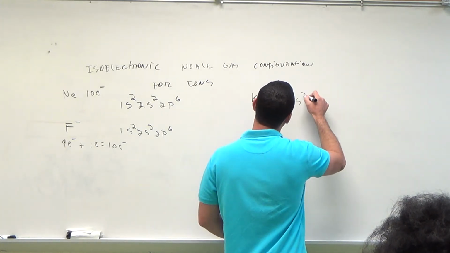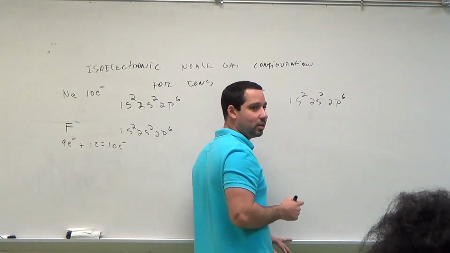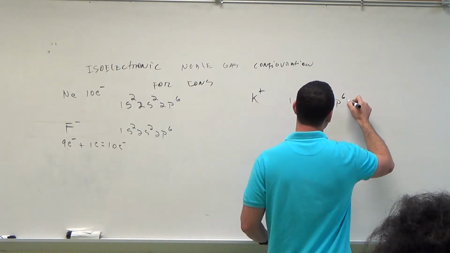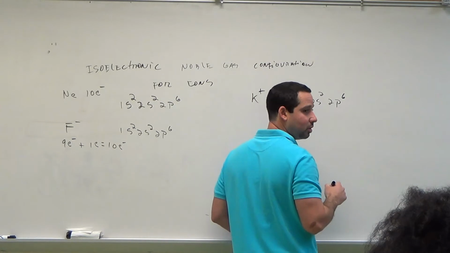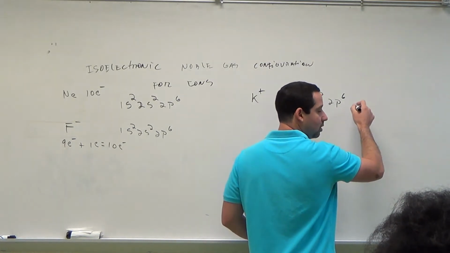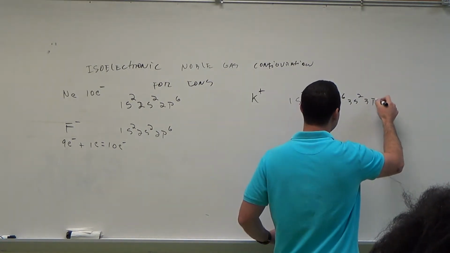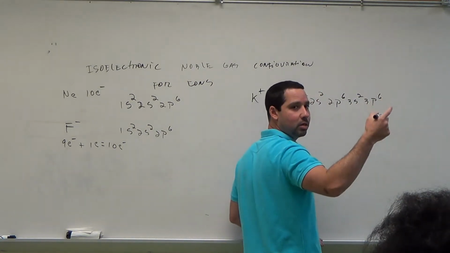So tell me the electron configuration for potassium plus. 1s2, 2s2, 2p6, 3s2, 3p6, 4s1. Okay, everybody got that? Yes. Outstanding. What did she say after 2p6? 3s2, then 3p6, and then 4s1.